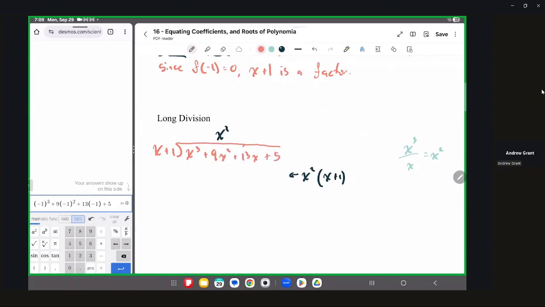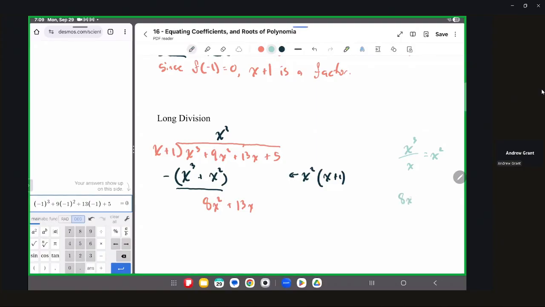Okay. And so we can write this down. x squared times x is x to the power of 3. x squared times positive 1 is x squared. And so if we subtract this, x to the power of 3 minus x to the power of 3 is 0. 9x squared minus x squared will be 8x squared. Bring down the 13x. So at this point, we ask ourselves, how many times does x go into 8x squared?